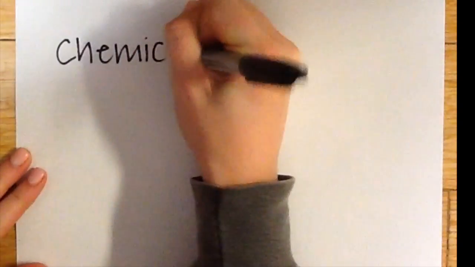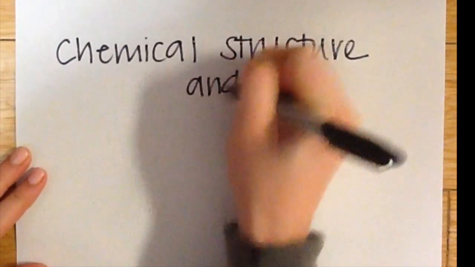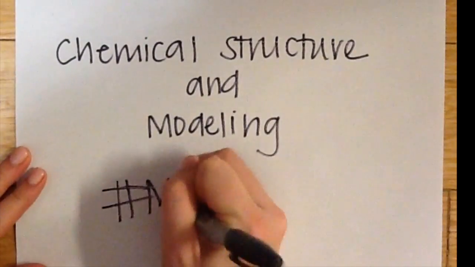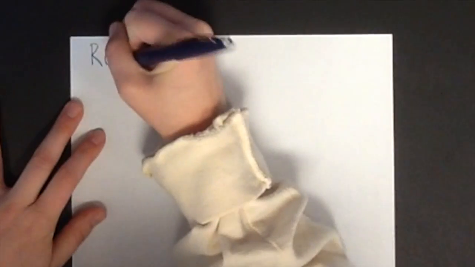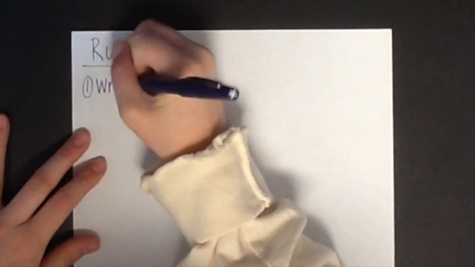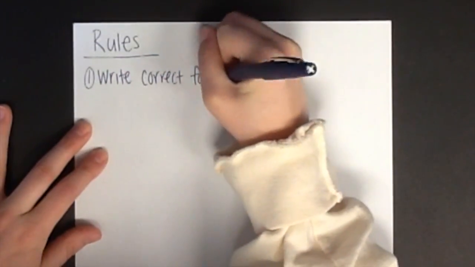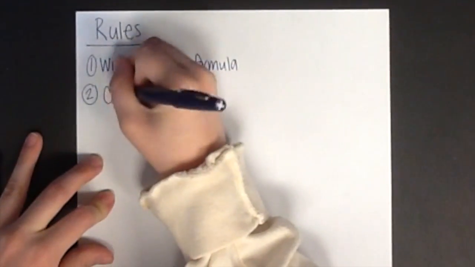On this edition of MC Gen Chem, Chemical Structure and Modeling, there are some rules to follow when you are drawing chemical structures. First, you must write the correct formula.